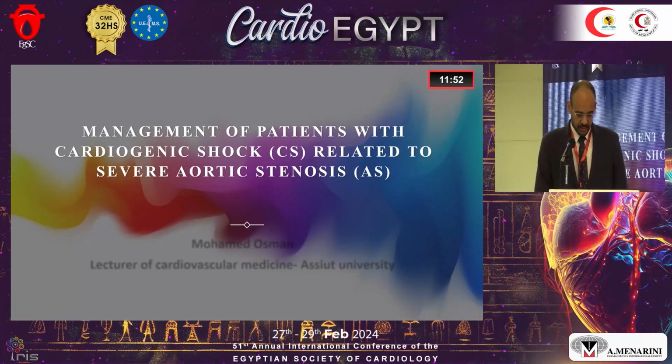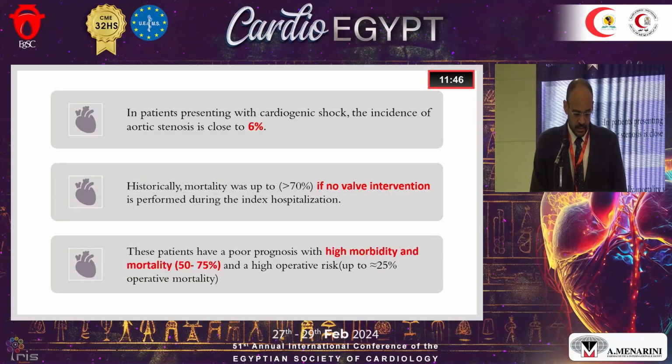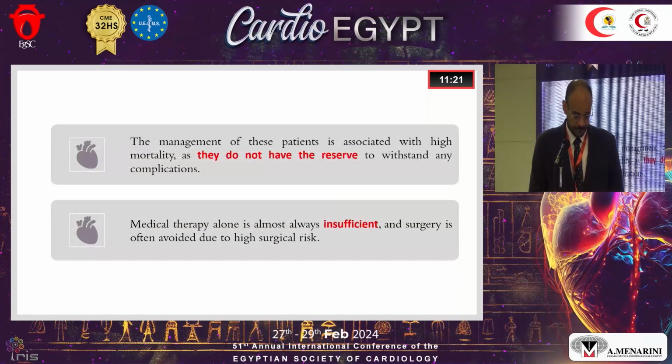Our presentation today is about the management of patients with cardiogenic shock related to severe aortic stenosis. In patients presenting with cardiogenic shock, the incidence of aortic stenosis is close to 6%. Historically, mortality was up to 70% if no valve intervention is performed during index hospitalization. These patients have poor prognosis with high morbidity and mortality, reaching up to 75%, and high operative risk up to 25%. The management of these patients is associated with high mortality, as they don't have the reserve to withstand any complication. Medical therapy alone is almost always insufficient, and surgery is often avoided due to high surgical risk.